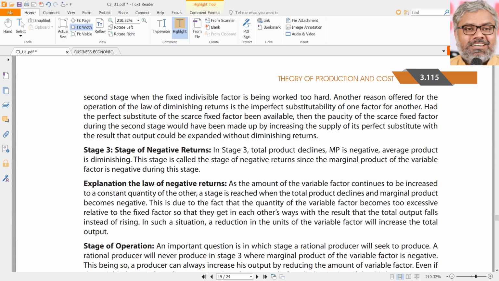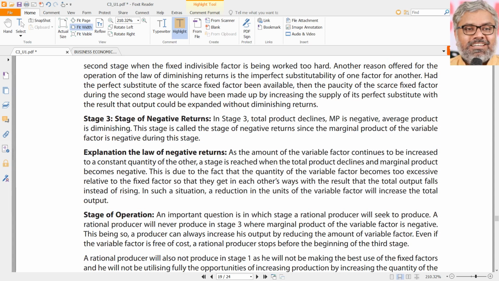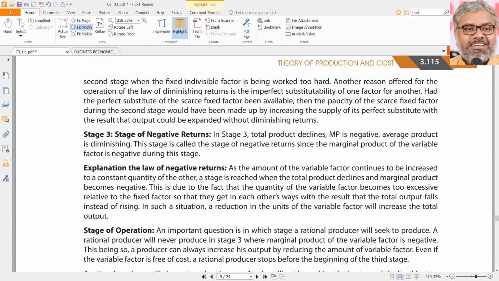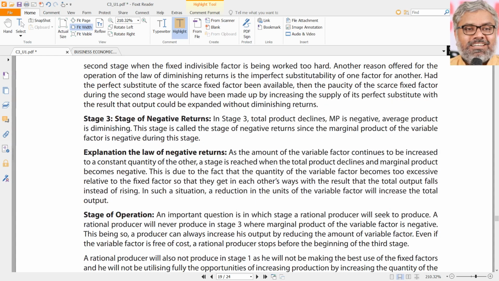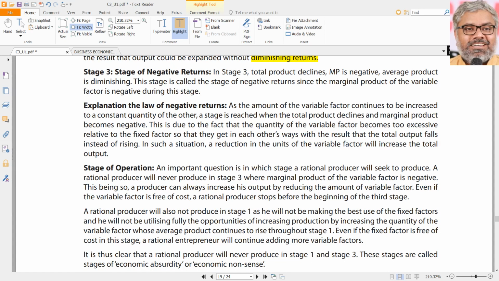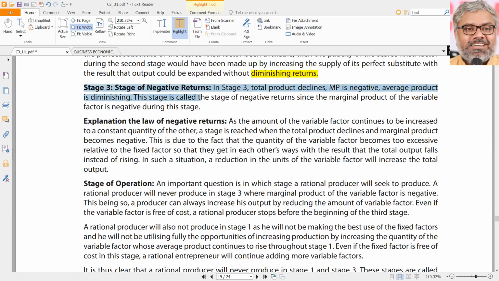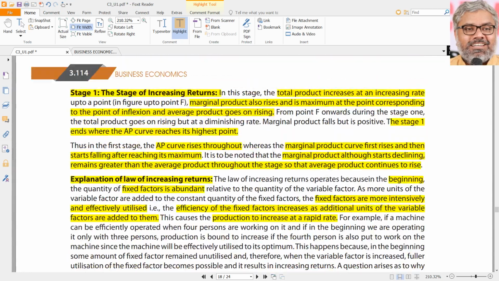When more and more variable factors are included, the fixed factors will not work as productively as they did in the first stage. So that is the point to be noted. In the second stage, the law of diminishing returns will apply. Okay, so that is the point of stage 2. Then stage 3 is about the stage of negative returns. Negative returns. Once again, always keep the graph in mind.